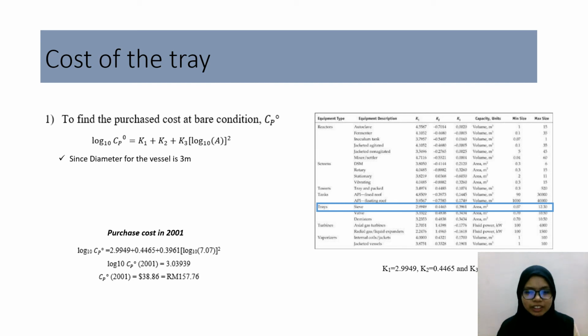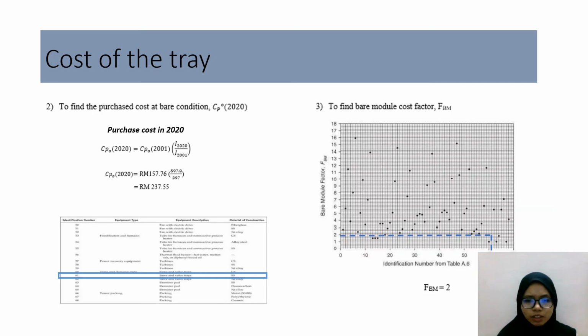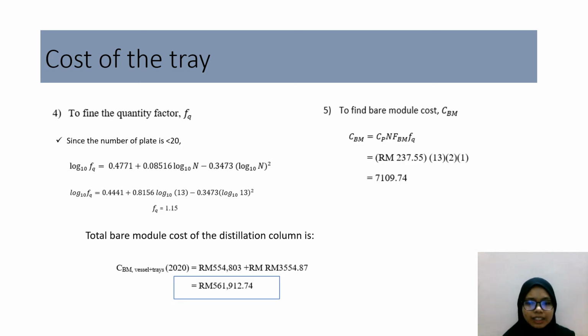Next, we will be calculating the cost of the trays. First step is to find the purchase cost. From the table given, we will get the value of K. We will use all of this data to get the value of the purchase cost in 2001. Second step is to find the purchase cost in the current year, which is 2020. We will use the formula of the index to get it. Third step is to find the bare module cost factor, which is FBM, with the help of table E6 and figure A90. For the first step, we will calculate the quality factor. For our case, it's 1.15. Put all the values from step 1 until step 4 to get the bare module cost of the trays. Thus, our distillation column cost is about 562,000.